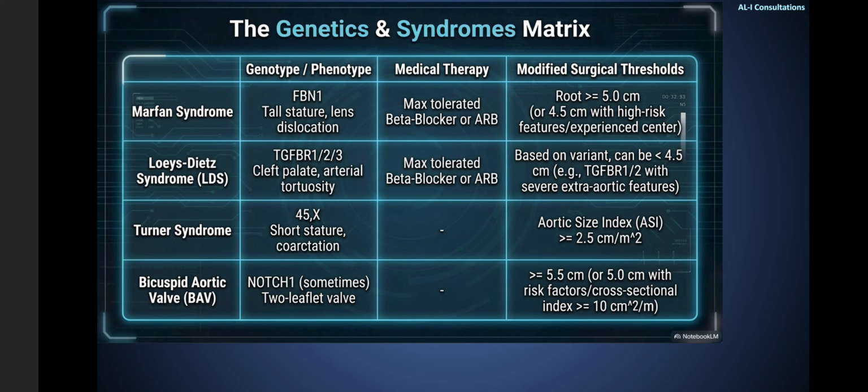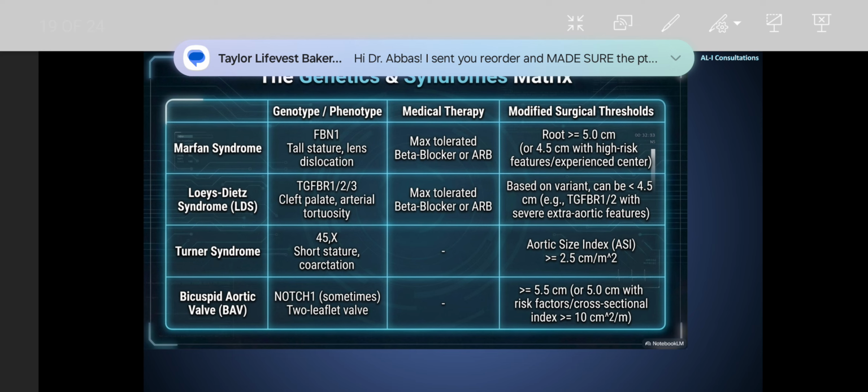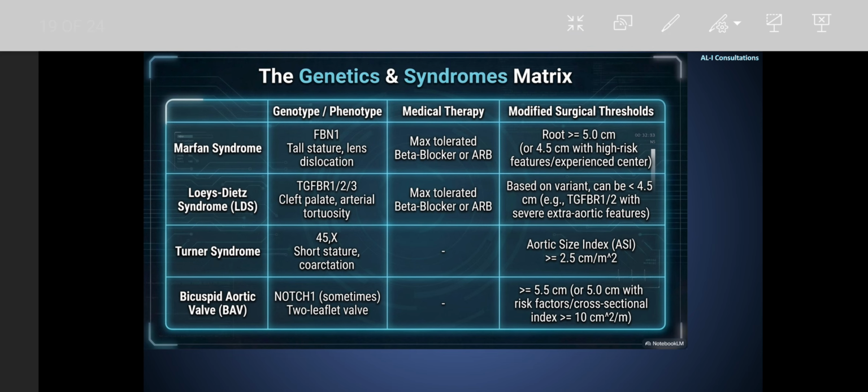Bicuspid aortic valve is a NOTCH1 abnormality, sometimes a genetic condition. It has 2 valve leaflets. The threshold for intervention is aortic root more than 5.5 centimeters or 5 centimeters with risk factors and cross-sectional index of 10 centimeters square per meter.